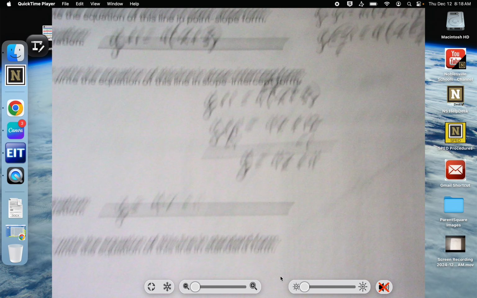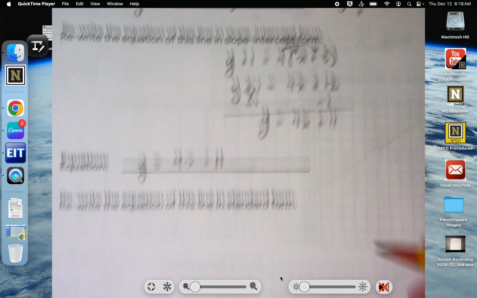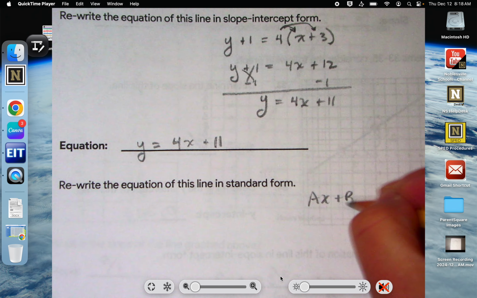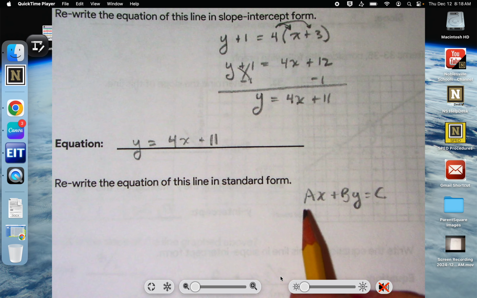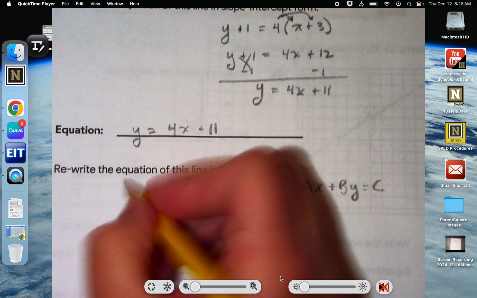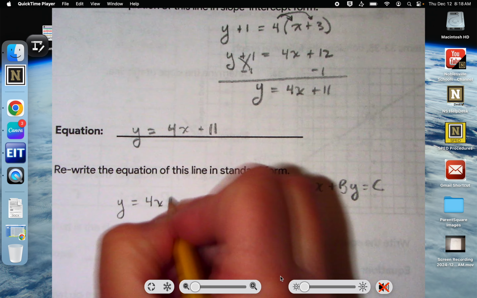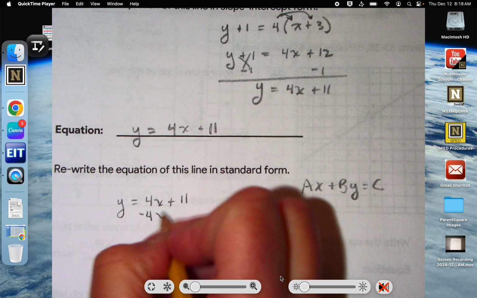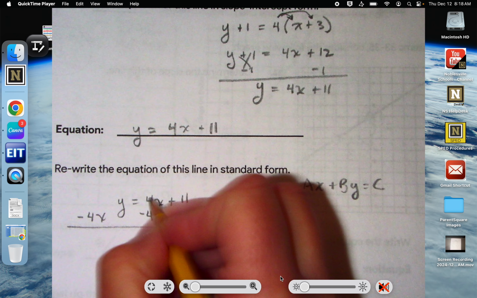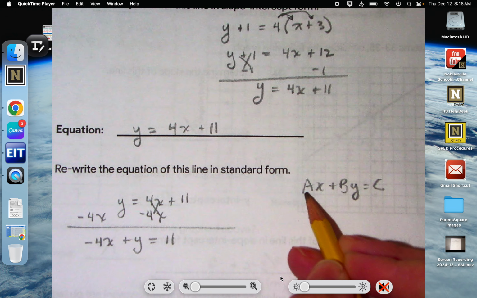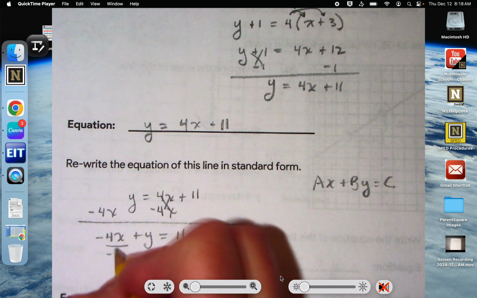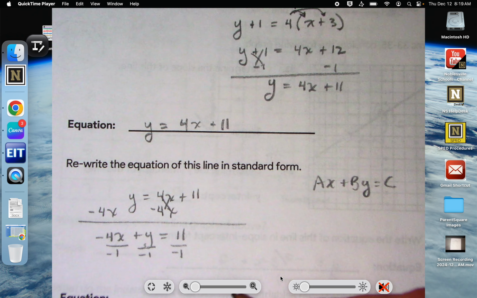Now they want it in standard form. And if you remember, standard form is ax plus by equals c, right? A can't be negative, a fraction, or 0. So we're going to take this, y equals 4x plus 11. We're going to subtract 4x from both sides. So now we have negative 4x plus y equals 11. Remember, a cannot be negative. So I'm going to divide everything by -1 to get rid of that. So I'm going to have 4x minus y equals -11. That would be my standard form.